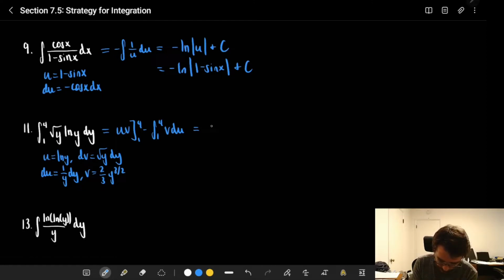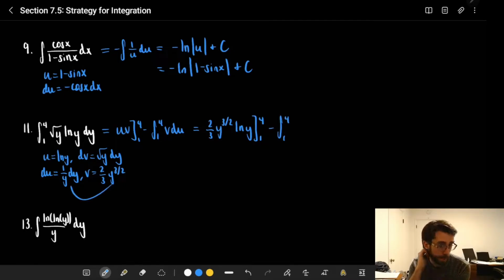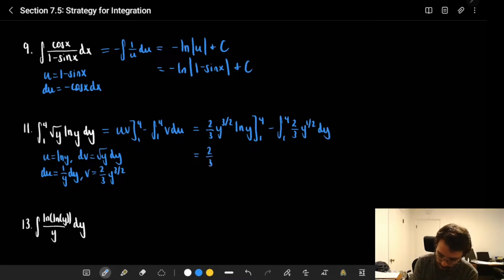Okay, u times v is just 2/3 y to the 3/2 natural log of y from 1 to 4. And then v du is really nice. You just get 2/3 square root of y. I'll write it as 2/3 y to the 1/2. Great. Let's just leave this alone for now.